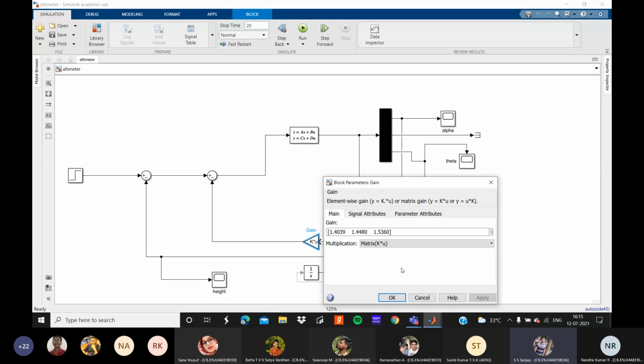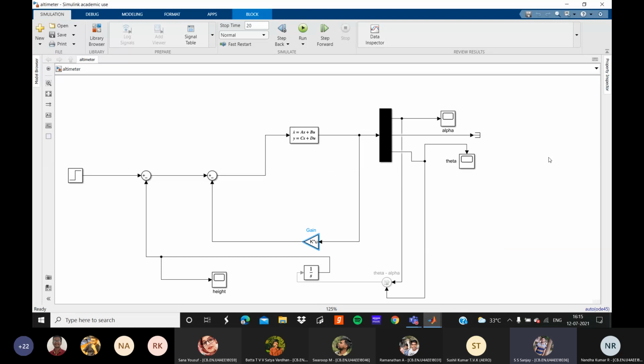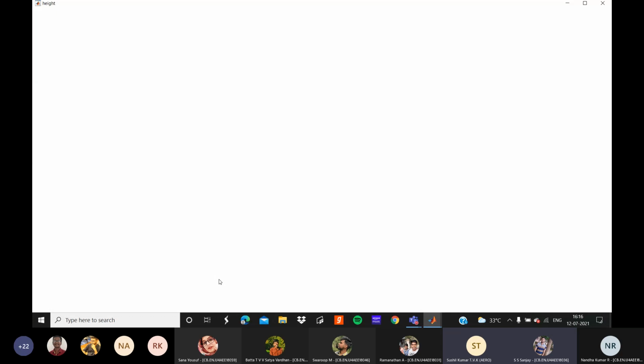Then, as you know, height is alpha minus theta. So alpha and theta we have given to the summing junction, subtracted them, and then added an integrator 1 by s. This we have given as feedback to the outer loop. So this height gives us this variation in the height scope, sir. Can you see this height? Yes, I can see. Now show me the height.